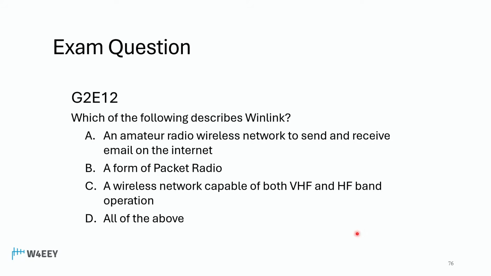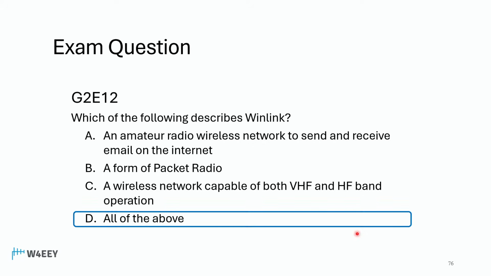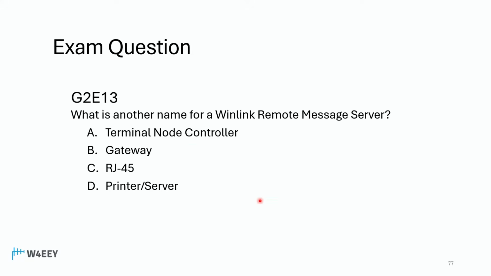Which of the following describes WinLink? It is Delta. Yeah, I thought we'd catch somebody on this one, but all of these things are true. What is another name for a WinLink remote message server? Bravo, gateway. We're interfacing to the internet. That's why it's called a gateway.